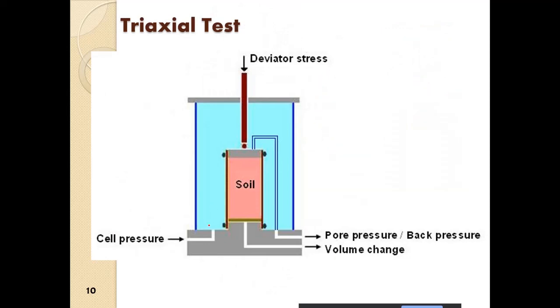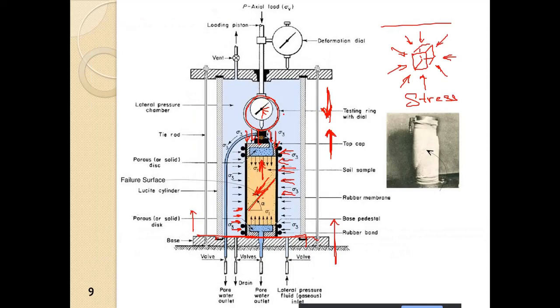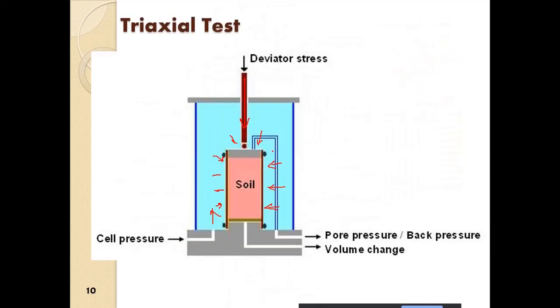So we have this soil. We apply the cell pressure. The cell pressure acts on the soil sample from all directions, and we have the deviatoric stress which causes the shearing. So this is the deviatoric stress.